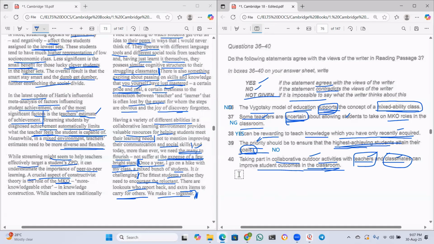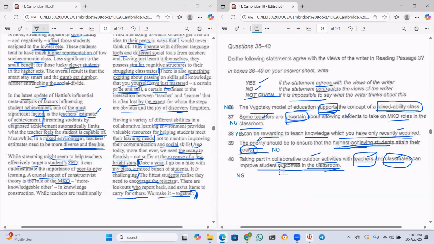We cannot say that is impossible, and I don't think he gave it. So this should be not given, NG, right? So nothing is given about whether the students' outcome increases in the classroom or not, right? So I think yes, guys. So this should be your answer as far as I have done.